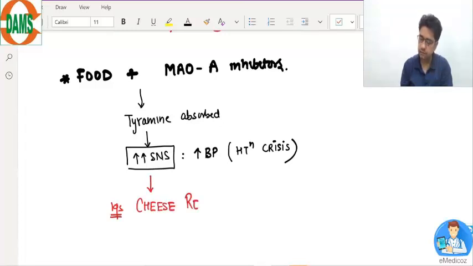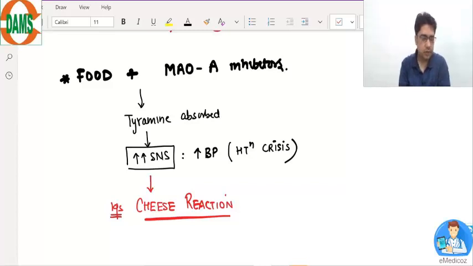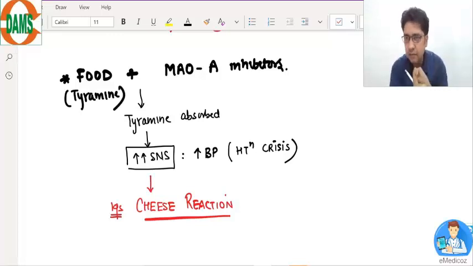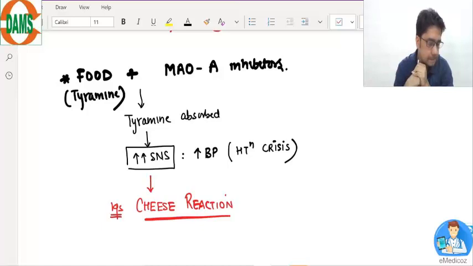And you know why cheese reaction? So my question from you is, which drug produces cheese reaction? Tyramine, first option. Second option is MAO inhibitor. What should be your answer? Which drug produces cheese reaction? Tyramine or MAO inhibitor? The answer is MAO inhibitor. Tyramine is not a drug. MAO inhibitors are a drug.